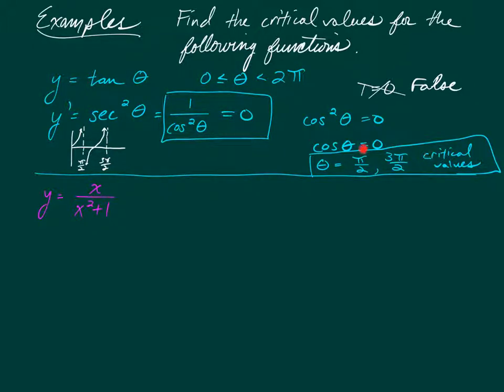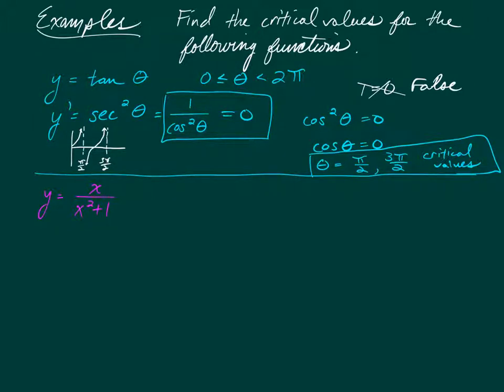So that's why these critical values here, pi over 2 and 3 pi over 2, are critical values. It is where the function or where the derivative is not defined, not where the derivative equals 0.